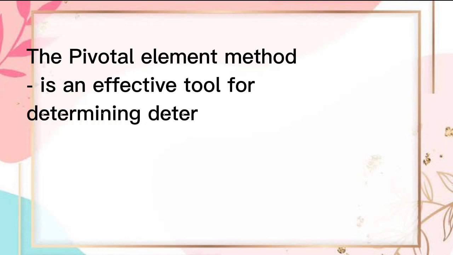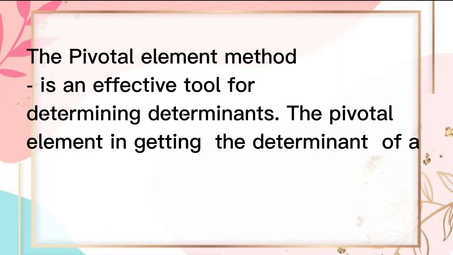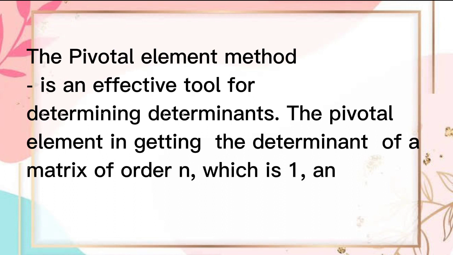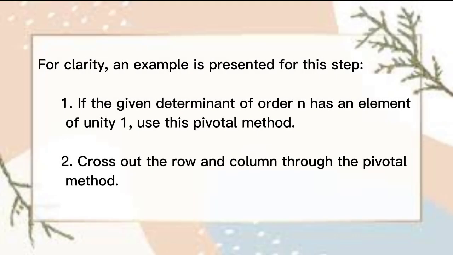Let's start by defining the pivotal element method. The pivotal element method is an effective tool for evaluating determinants. The pivotal element, 1, is used in getting the determinant of a matrix of order n and forming a determinant of order n minus 1. For clarity, an example is presented for this step.